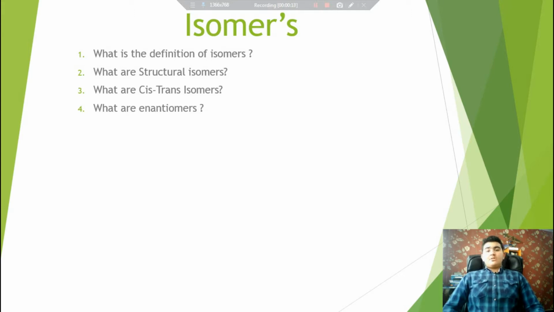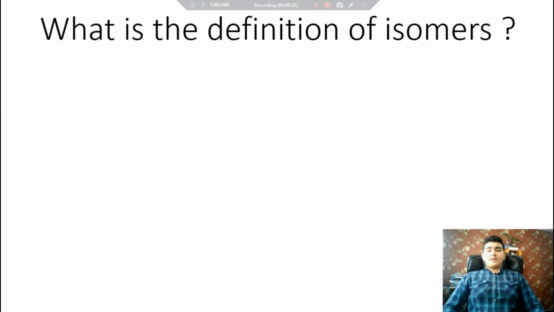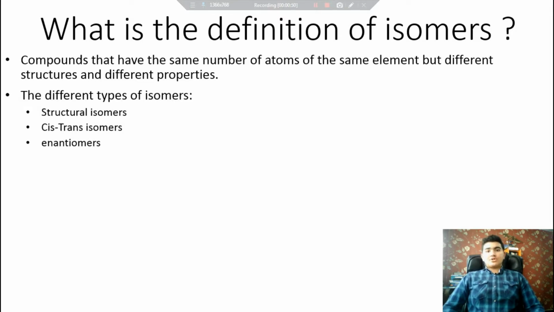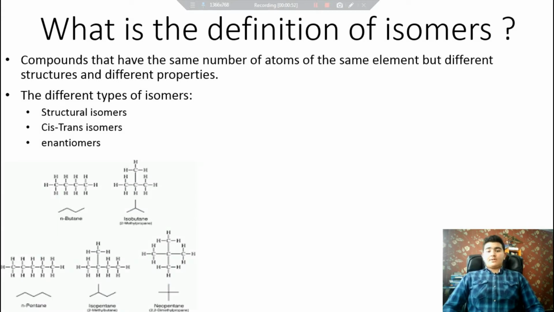Okay, so in the previous video we talked about the variations in organic molecules, and the variations in the architecture of organic molecules can be seen in isomers. Okay, so in total, the definition of isomers is compounds that have the same number of atoms of the same element but differ in their structure and hence their properties.